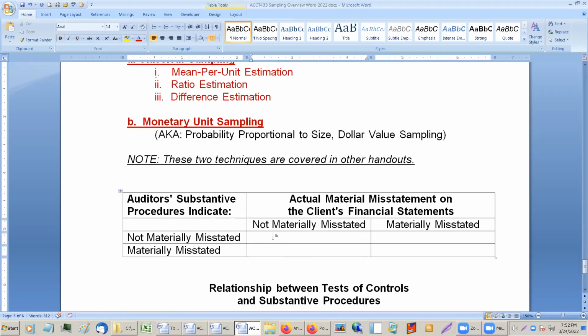Same thing down here. Not materially misstated, not materially misstated. Correct. Materially misstated, we catch it. They're actually materially misstated, we catch materially misstated, come up with the correct conclusion. And again, we have incorrect acceptance of the amount.